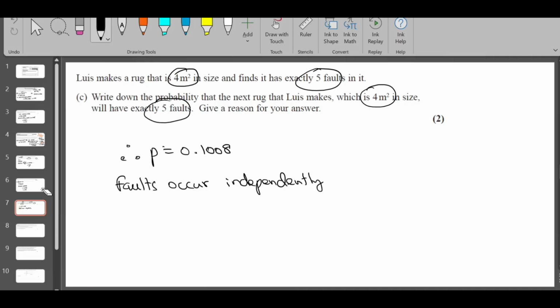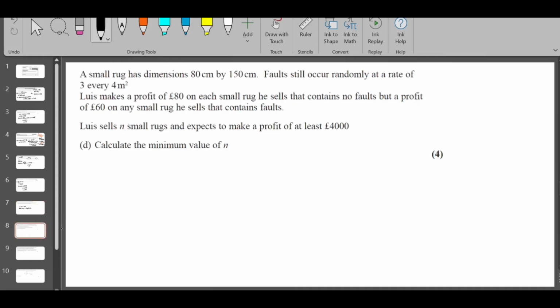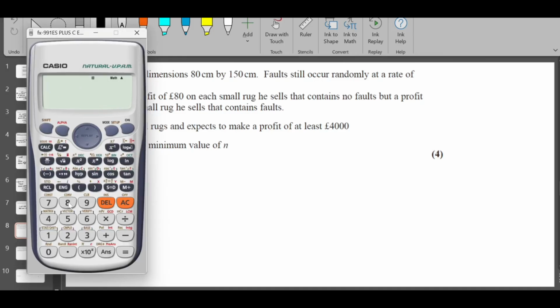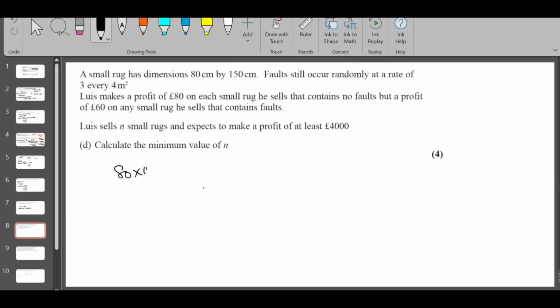So it's the same probability that we found in part A. Part D now. A small rug has dimensions 80 centimeter and 150 centimeter. When you multiply it, 80 times 150 is 12,000 centimeter square. So you can write 80 times 150 divided by 100 centimeters in a meter. So we need it in meter, right?